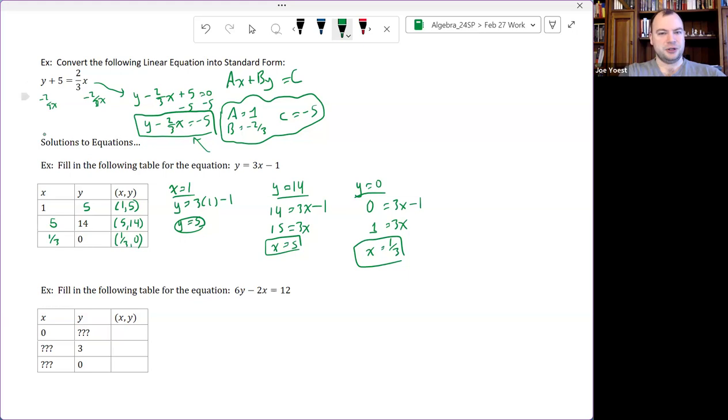But I could get the x term over on the y term side by subtracting 2/3 x to get y minus 2/3 x plus 5 equals 0. And then I could get the constant term on the other side by subtracting 5. So I get y minus 2/3 x equals -5. Or I suppose if I wanted to be really strict, I could write it -2/3 x plus y equals -5.